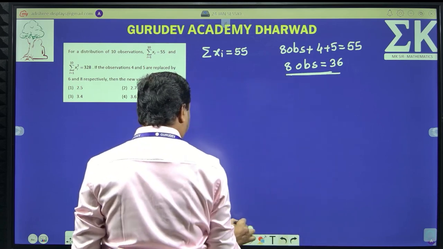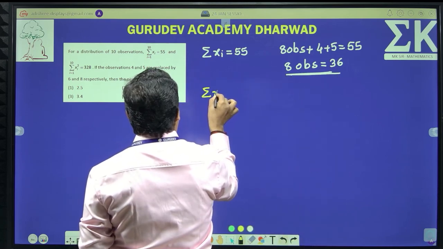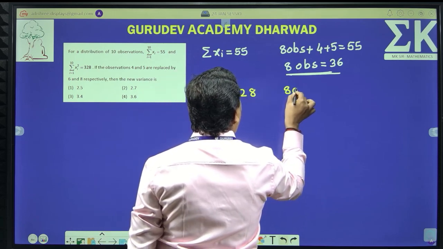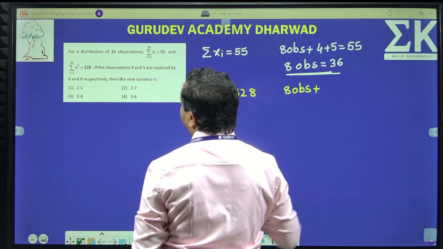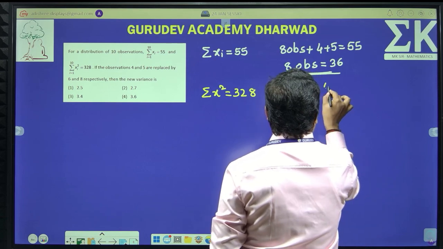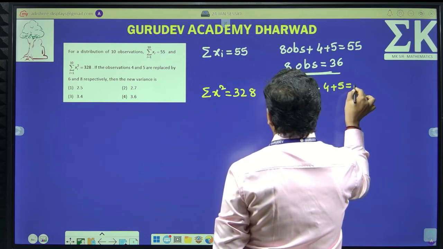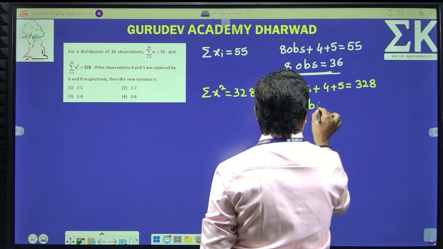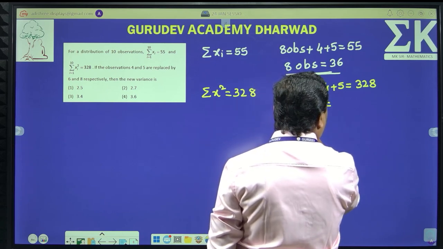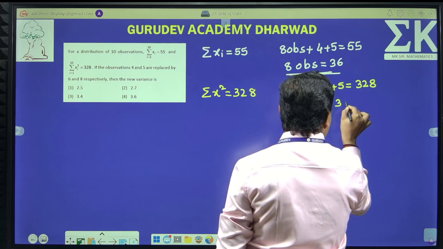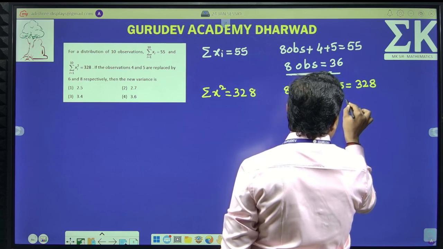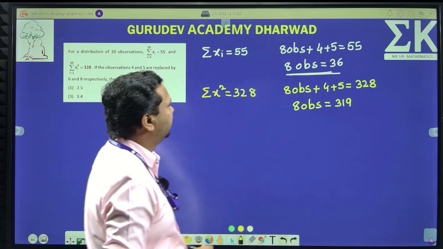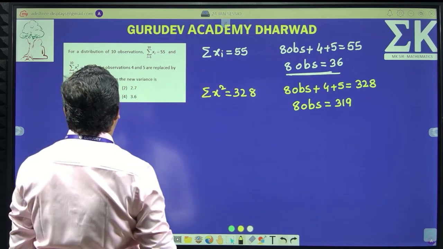The second one is sigma x square is equal to 328. 8 observations plus 4 and 5 is equal to 328. What is the sum of squares of the 8 observations? 328 minus 9, 5 plus 4, 9. 328 minus 16 plus 9, okay.